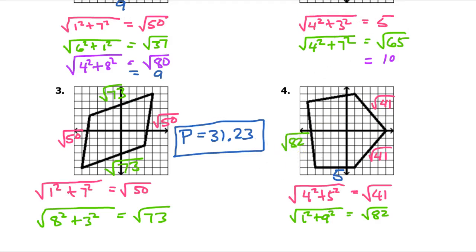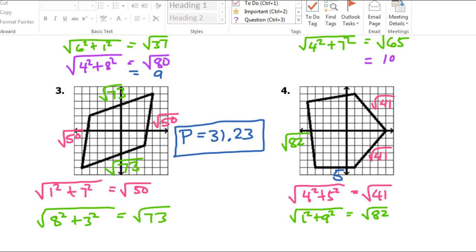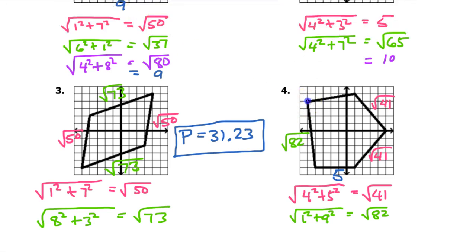Okay, last one. We've got the vertical and the horizontal, so this is 1, and this is 6. So I'm going to have the square root of 6 squared plus 1 squared. That's 36 plus 1, so that's 37.